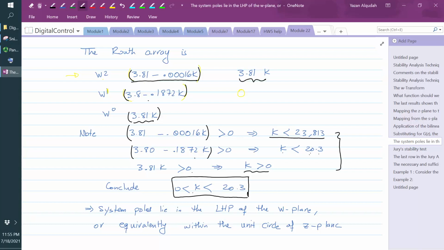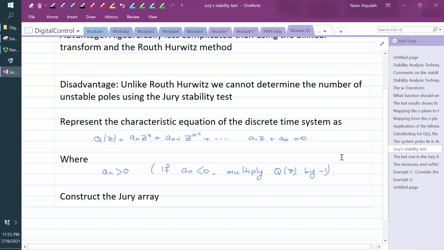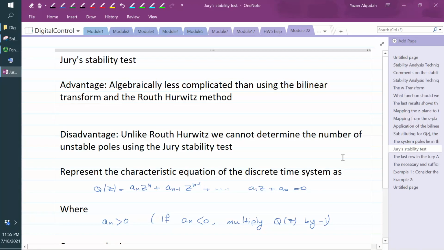Okay, so this is the first method for determining the stability, which enables me to apply the Routh-Hurwitz that we are already familiar with and know how to use. We could not apply it directly. I have to take the poles from the z plane and map them using the bilinear transformation. That bilinear transformation maps the unit circle, anything within the unit circle, to the left half plane of the w plane.